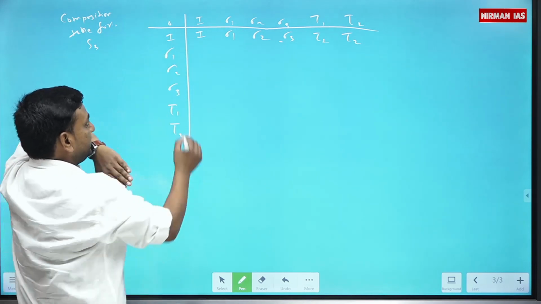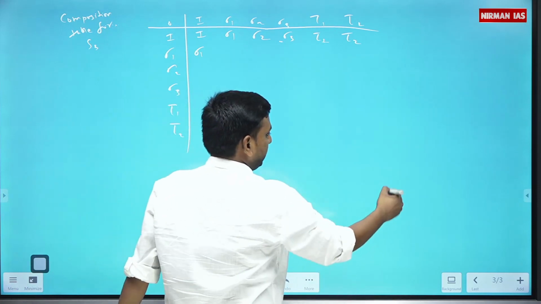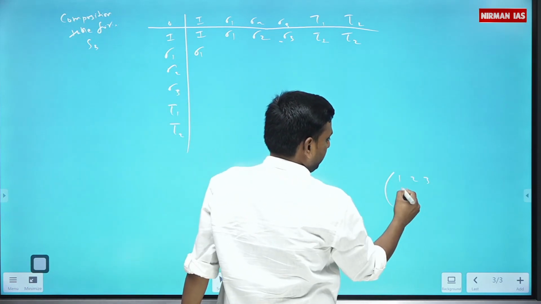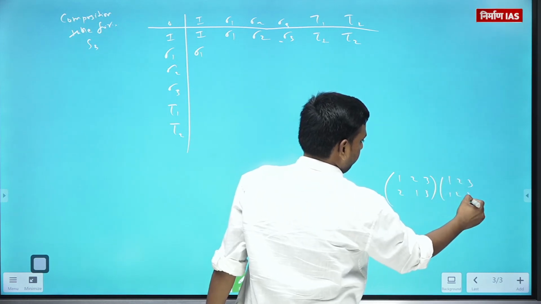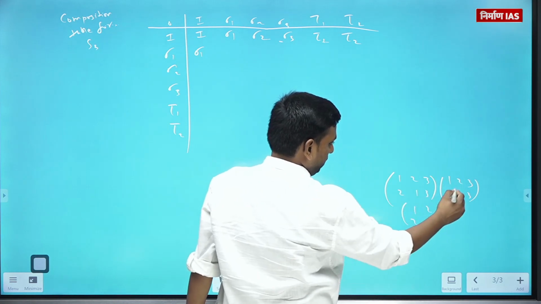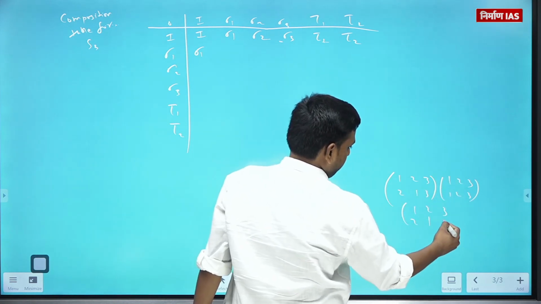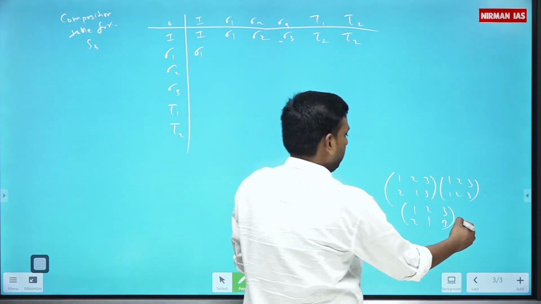Sigma 1 composition I, I will give you sigma 1 only. If you want to check, you can check. Sigma 1 was... check it out: 1 का इमेज 1, 1 का 2, 2 का इमेज 2, 2 का 1, 3 का 3. So this is what? Sigma 1 only.